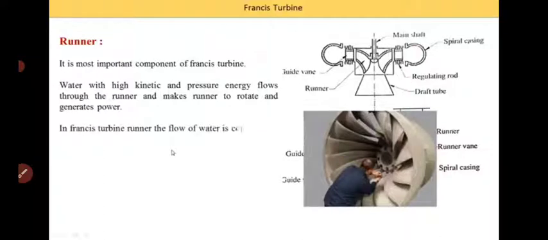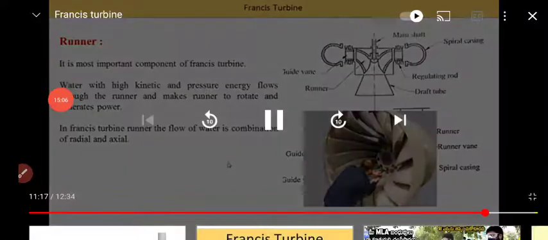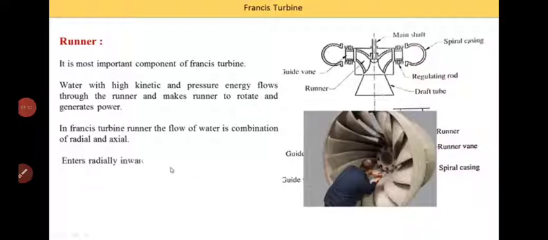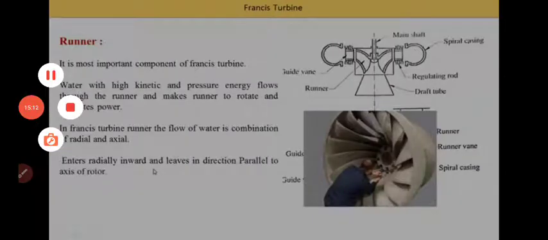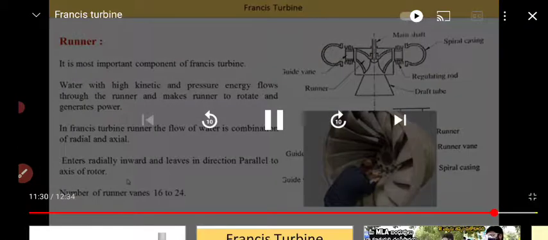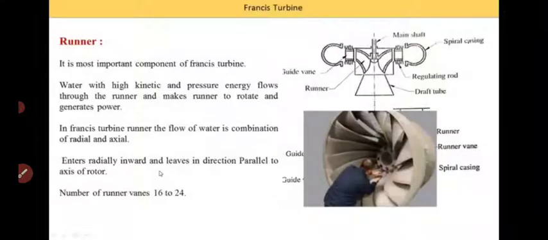In a Francis turbine runner, the flow of water is a combination of radial and axial. Means it is radially in and axially out in a modern Francis turbine. But in all Francis turbines, water inlet and outlet both are in the radial directions. Okay, but recently the majority of mixed flow turbines are used. Water enters radially inwards and leaves in a direction parallel to the axis of the rotor, that we already discussed. And the number of runner vanes is 16 to 24 for Francis turbines.